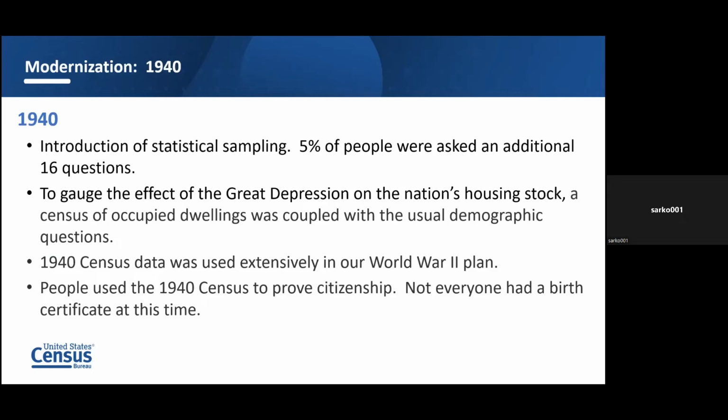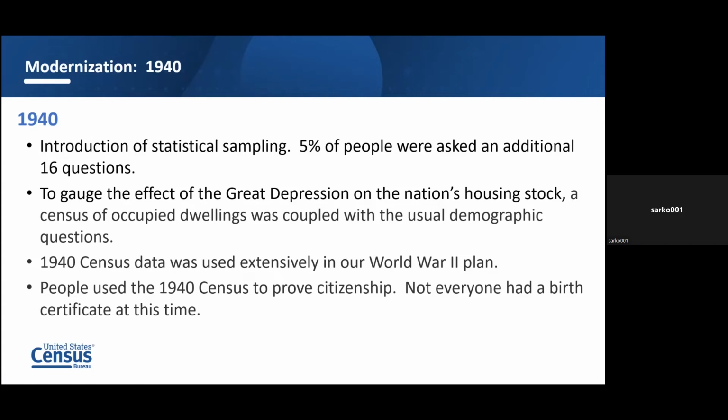In 1940, census data was used extensively in our World War II plan. We used census data to figure out, what do we have? What are our minerals like? What raw materials do we have? What manufacturing base do we have? What kind of people do we have demographically, and how many people? And they put it together, they delivered it to the White House on December 10th, actually 1941. And in it, they said, we will have enough people, manpower, materials, and manufacturing to invade Europe in May or June of 1944. And of course, they were correct.